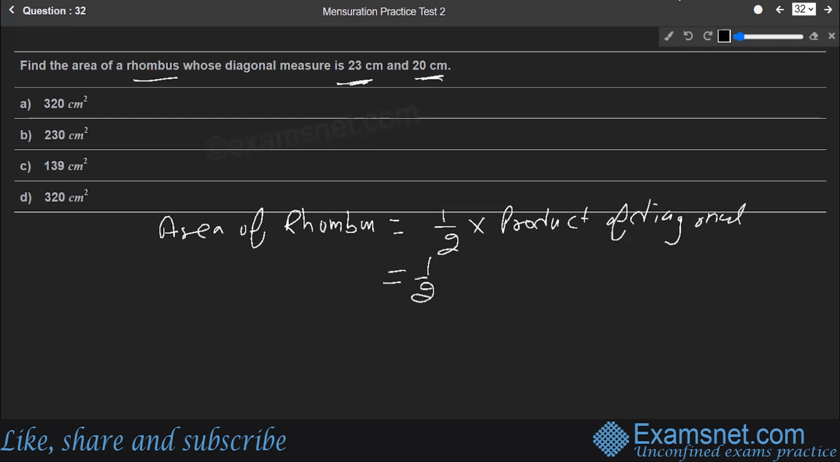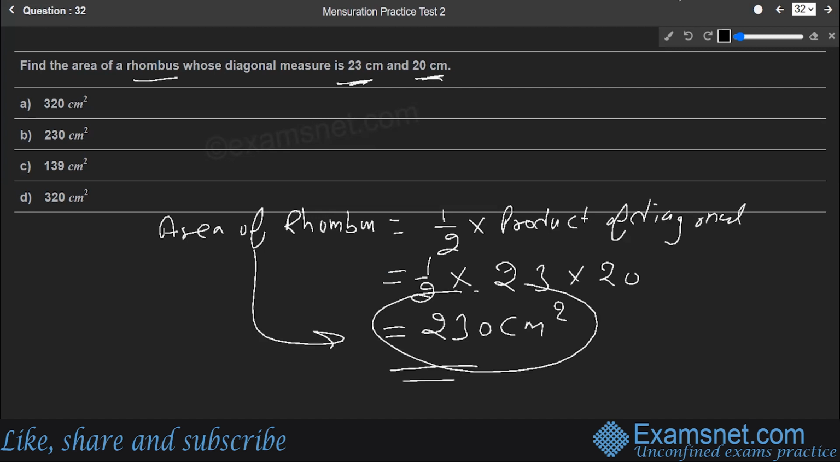So it's going to be half of the diagonals, 23 into 20. So that is nothing but 23 into 20 divided by 2. That is nothing but 23 into 10. That is 230 centimeter square. So this is the area of the rhombus, 230 centimeter square. It is available in option number B, which becomes the right answer.